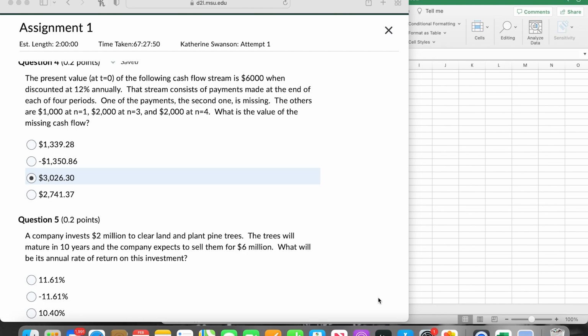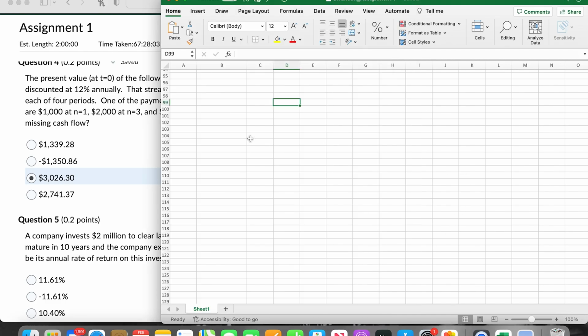Present value of the following cash flow stream is $6,000 when discounted at 12% annually. That stream consists of payments made at the end of each of the 4 periods. One of the payments, the second one, is missing. The others are 1,000 at n equals 1, 2,000 at n equals 3, and 2,000 at n equals 4. What is the value of the missing cash flow?